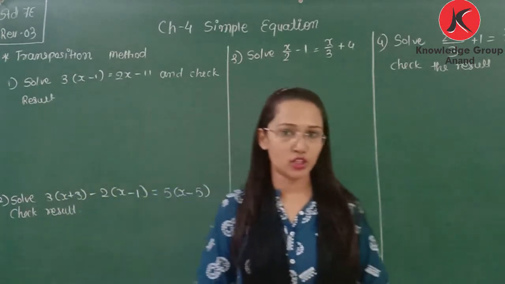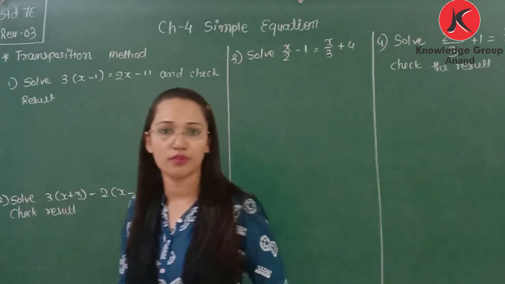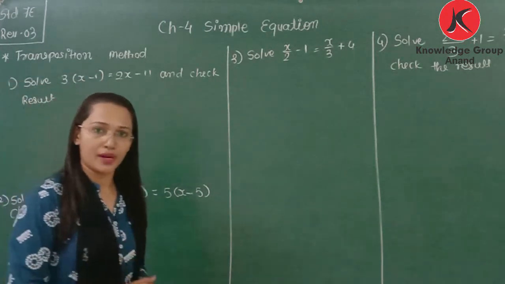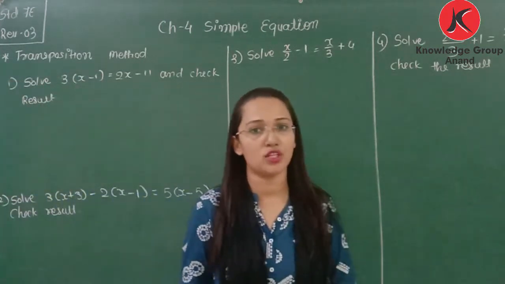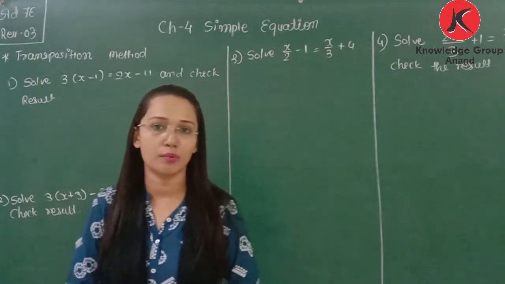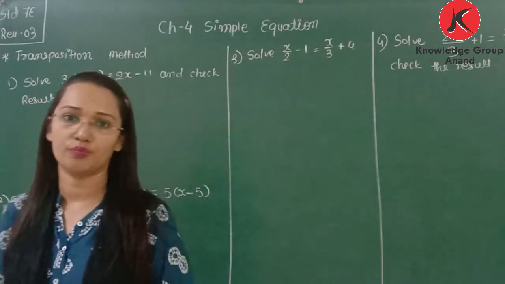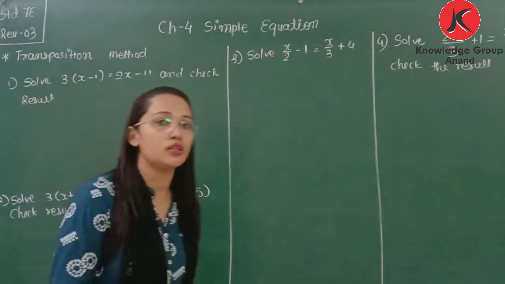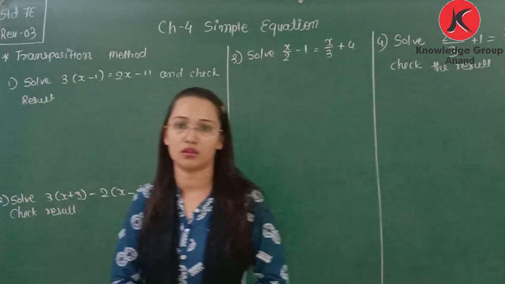If we are performing the addition on the left side, then we also need to perform the addition of the same number on the right side. If we perform subtraction, then we need to perform the subtraction on both sides with the same number. Same for multiplication and division. Now today we will learn how to solve the equation using the transposition method.